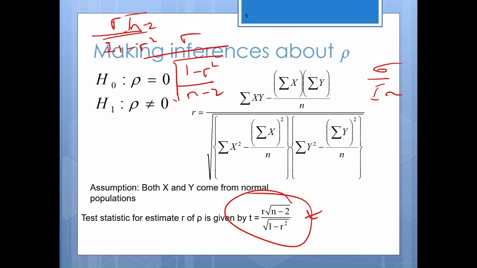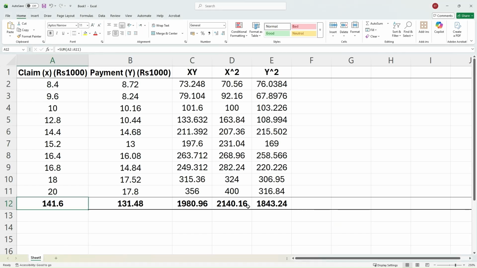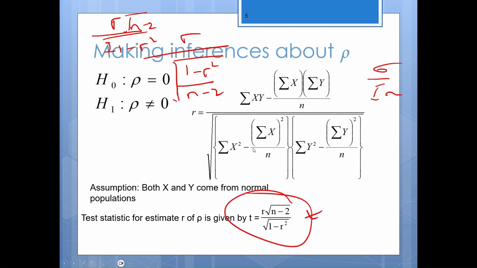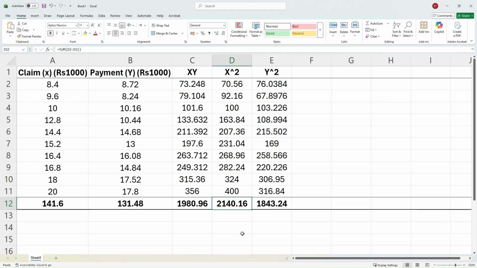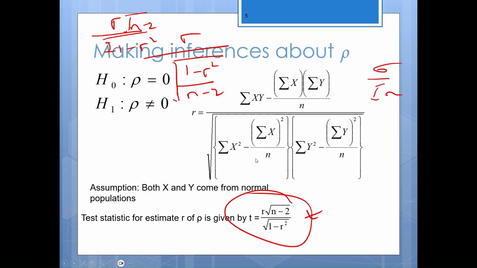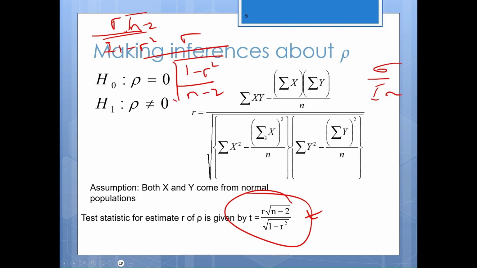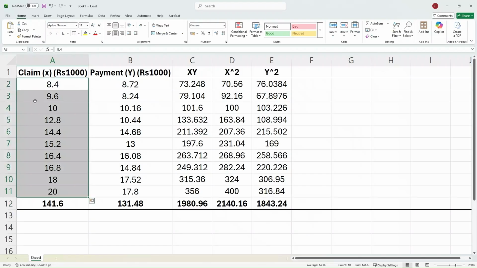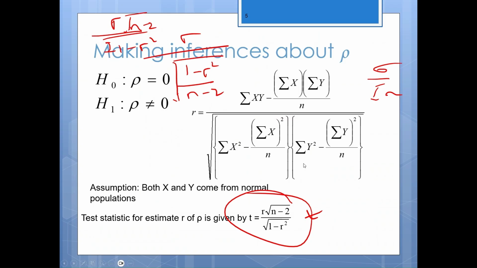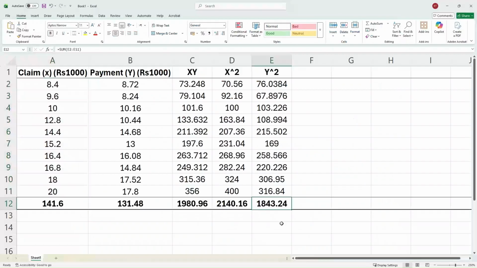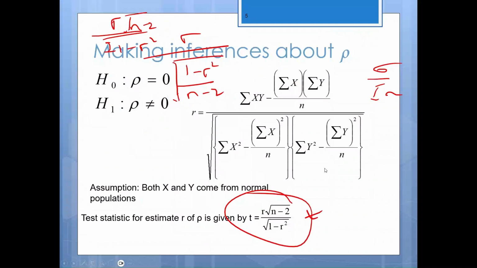And let me go back to that, and then divide by the square root of sum of x squared, which you already have here, 2140, minus sum of x to the square, that is 141.6 squared, divided by n, where n represents the number of policyholders, which is 10 in my case, so you will divide by 10. And then the same thing for sum of y squared, where you have 1843, minus sum of y squared, 131 squared, divided by n again, and then you take the square root.